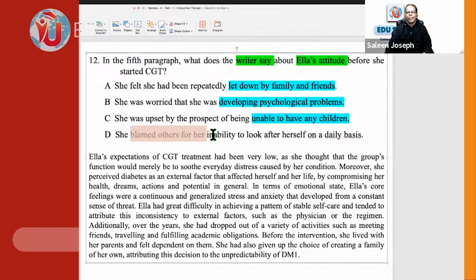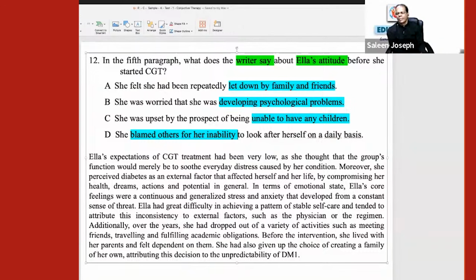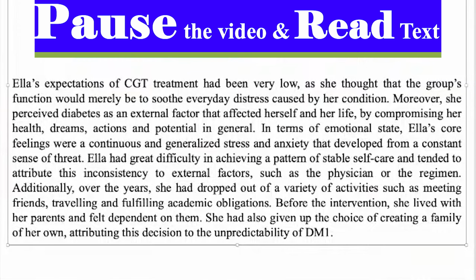Blamed others for her inability. We have to find out, does the paragraph speak about family and friends treating her very badly? Or does this paragraph speak about her developing some psychological problems, being mentally sick? Does the paragraph speak about her crying because she could not have children? The fourth one is, we have to find out whether she blamed others for her problems. Please read the text.